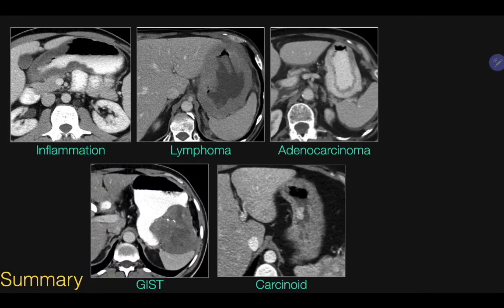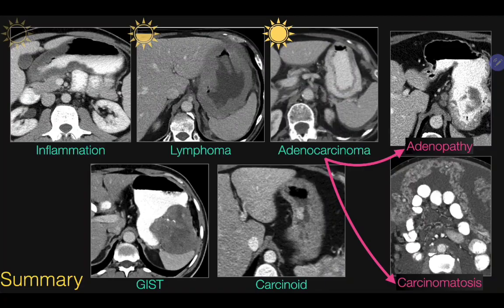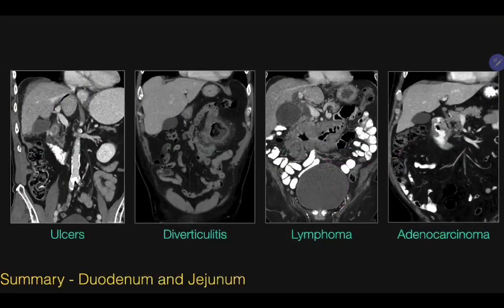And finally, remember that the density of wall thickness will help you differentiate inflammation, lymphoma, and infiltrative adenocarcinoma. Cancer will usually leave clues such as gastrohepatic ligament adenopathy or carcinomatosis, and other important gastric tumor types to keep in mind include GIST, gastrointestinal stromal tumor, and carcinoid tumors.